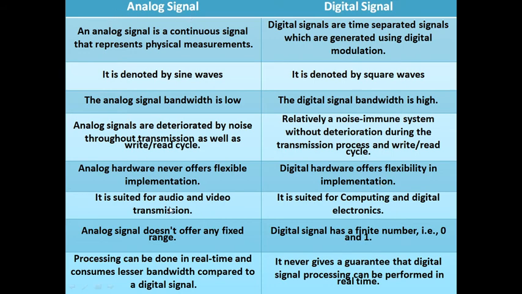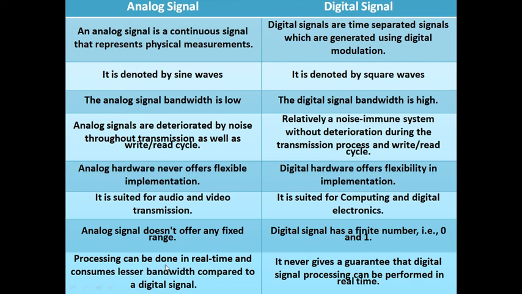Analog signal is suited for audio and video transmission. That's why your TV signals, all mobile signals, all these are analog signals. Digital signals are suited for computing and digital electronics. Analog signal does not offer any fixed range, so it has infinite number of values, and there is no fixed range for this. Whereas your digital signal has a finite number, that is digital signals are represented only by zeros and ones.